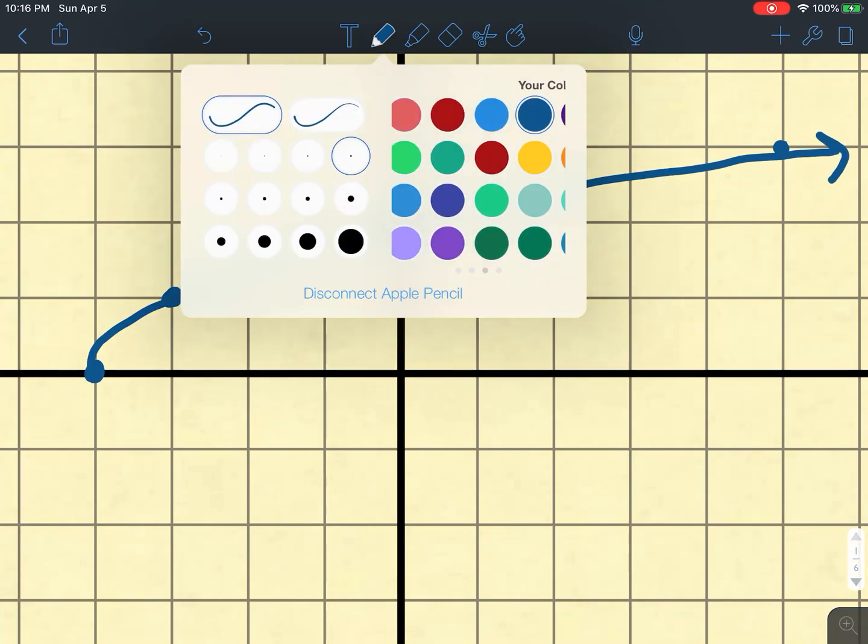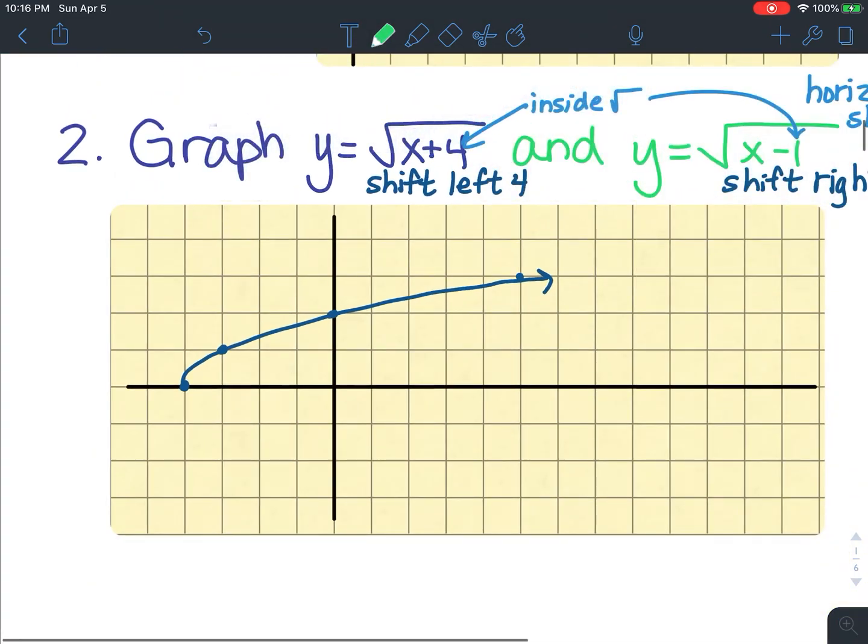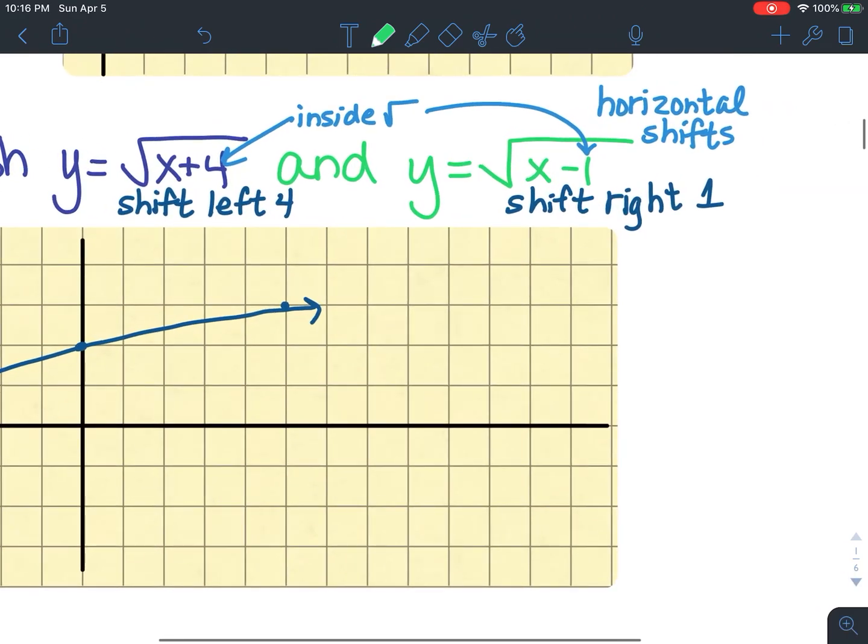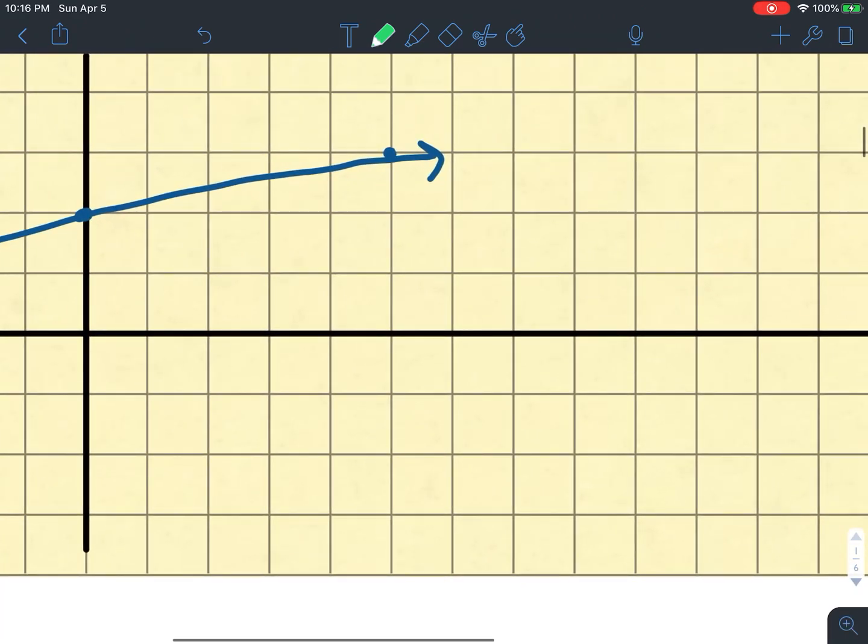I missed, but it's pretty close, so I'm just going to have to let it go. Okay, this second one is right 1. So my 0, 0 is going to move over to 1, 0. Everybody's moving over one spot.